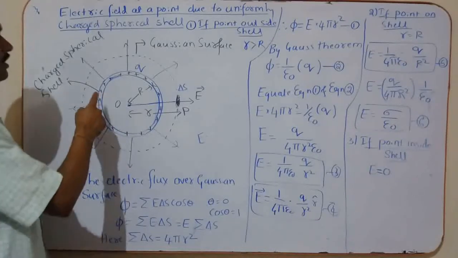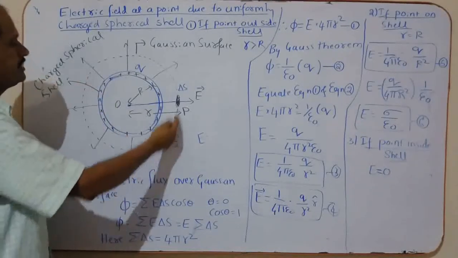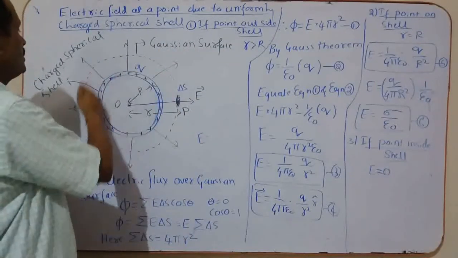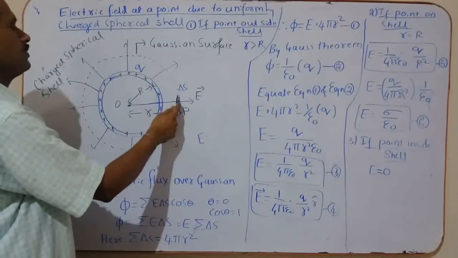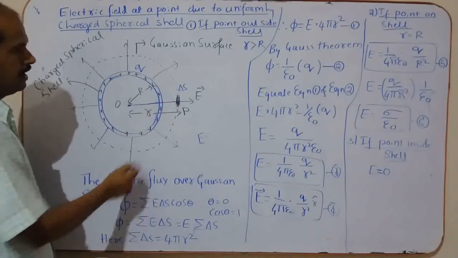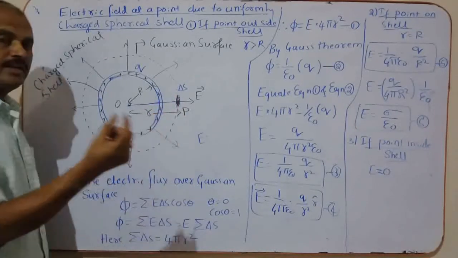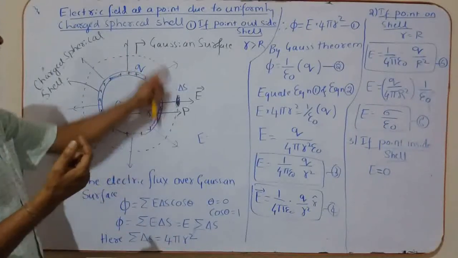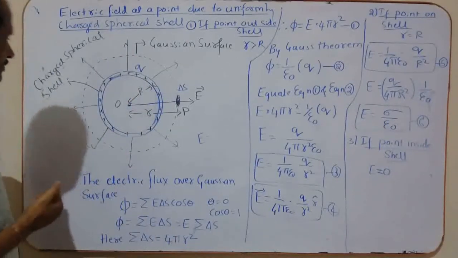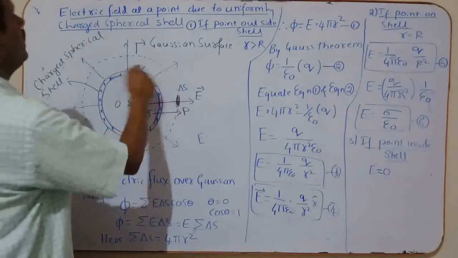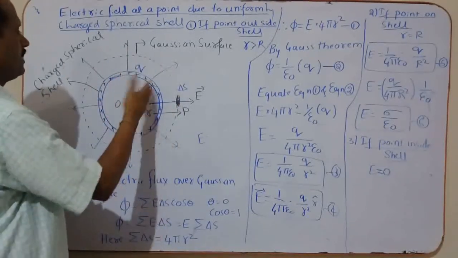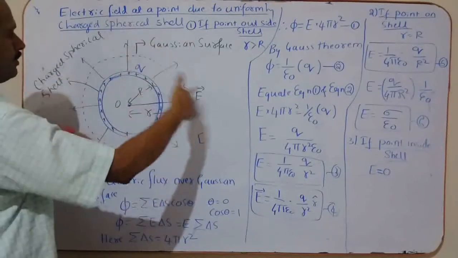The dotted line is the imaginary Gaussian surface, which is the spherical surface passing through the point. Around the point, this is a small area delta S of the Gaussian surface. Now, these are the electric field lines. They are normal to the spherical shell. It is outward electric flux.